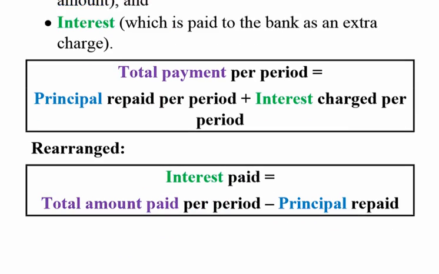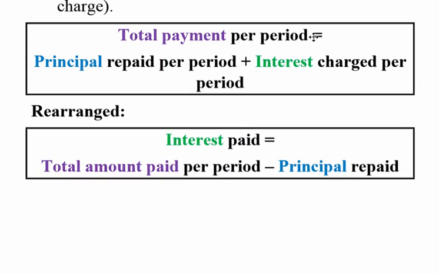So we need to understand that the total payment per period is the principal repaid per period plus the interest charged. What we're going to do is rearrange that into an equation that we're going to use later. If we make interest the subject of our formula, the interest charged is equal to the total amount paid per period, so that total payment, minus the principal repaid. And this we're going to use later to calculate interest paid.